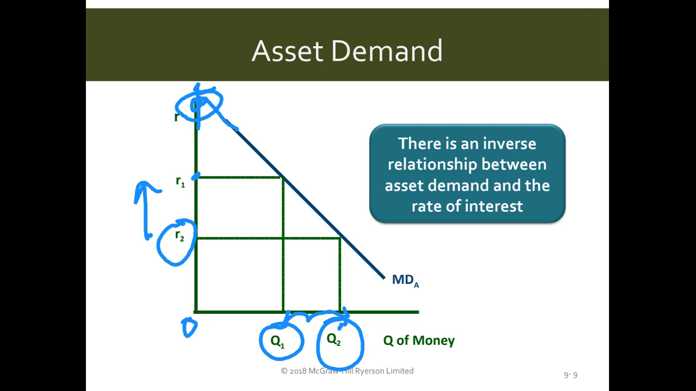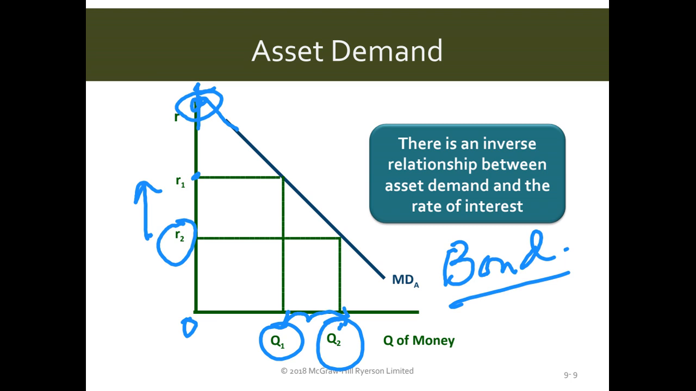So what we are going to assume is that the only option for investment is buying bonds. So if you want to invest, you can invest in bonds, that is, you purchase bonds. If the rate of return is higher, you are going to buy more bonds. If the rate of interest is lower, you are going to buy fewer bonds. Definitely, right?